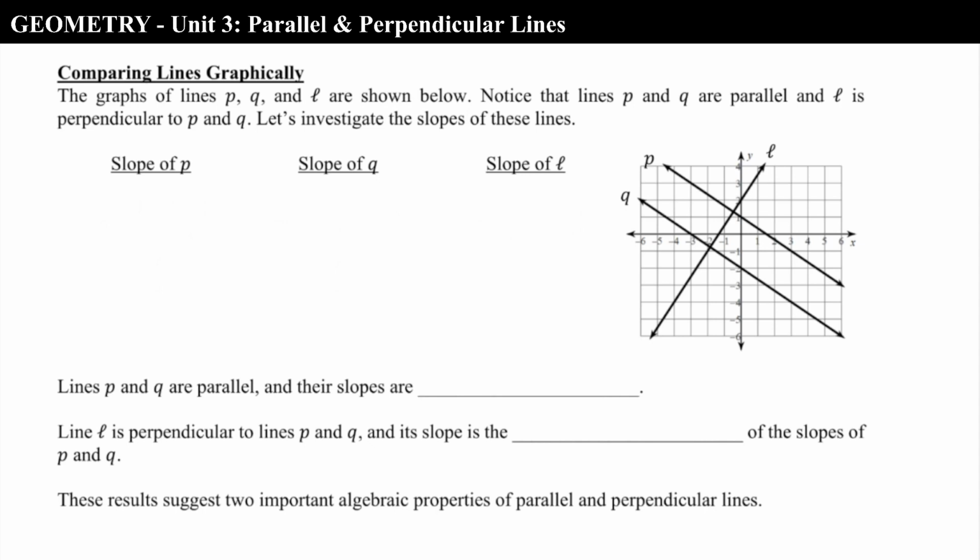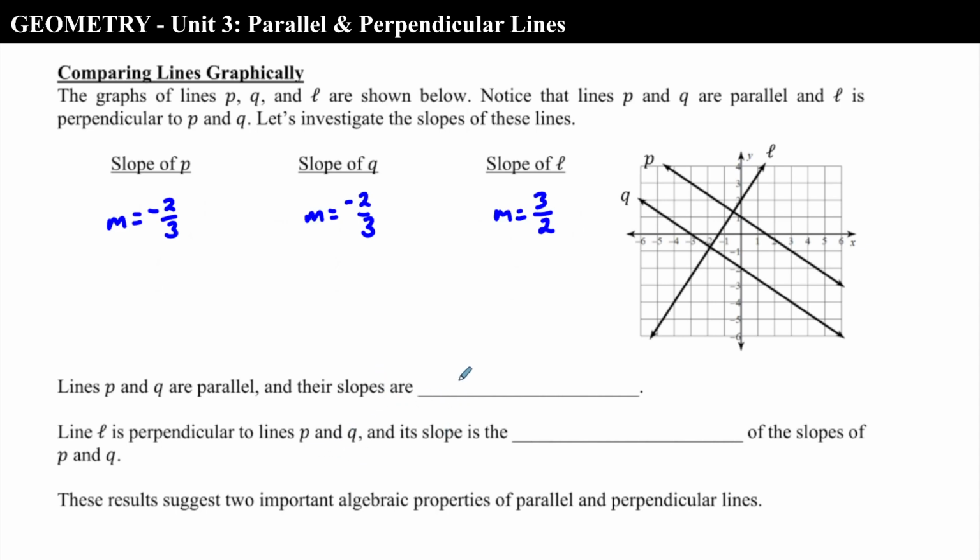So the slope of P, if you were to investigate it on the graph here, we have a rise of negative 2 and a run of 3. So our slope is negative 2/3. Our slope for Q is the same thing. We have negative 2 over 3, so we have a slope of negative 2/3. For L, we have a rise of 3 and a run of 2, so our slope is 3/2.